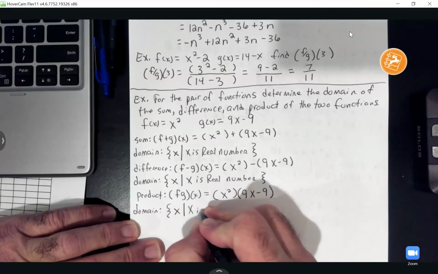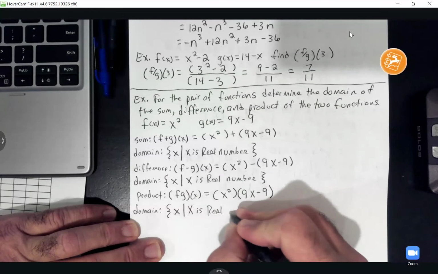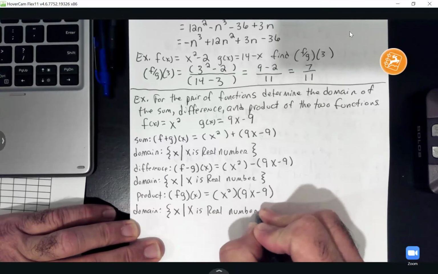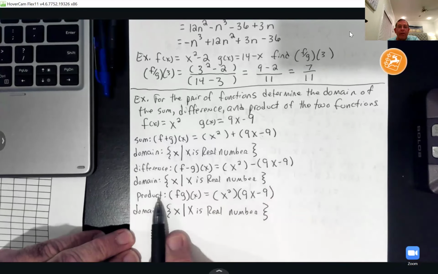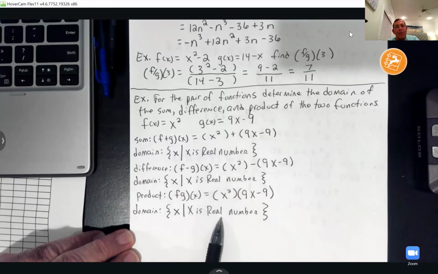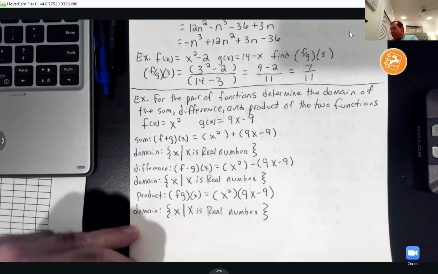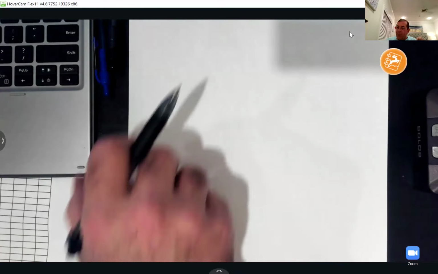Okay, but notice, all three of these have the same domain. So let's look at this next problem and see what kind of patterns y'all might see.